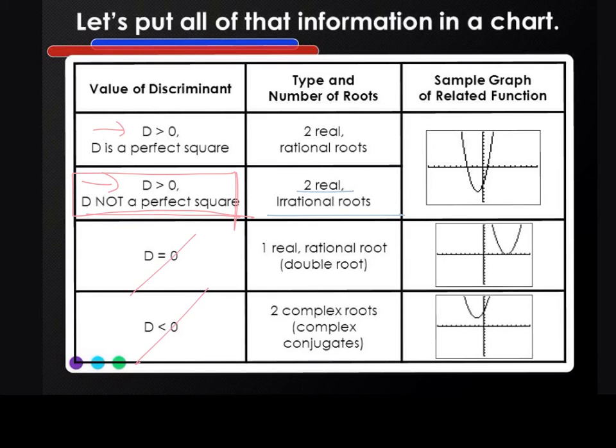So that's all you're looking at for this, is to find your discriminant and then determine the type of roots you would have from that. So go ahead and begin your assignment 15.